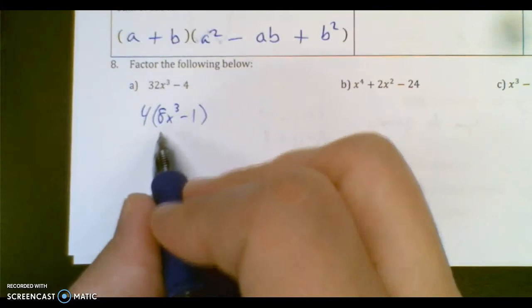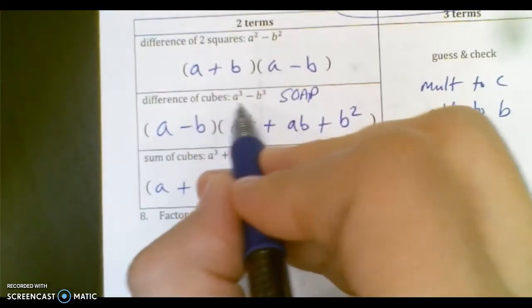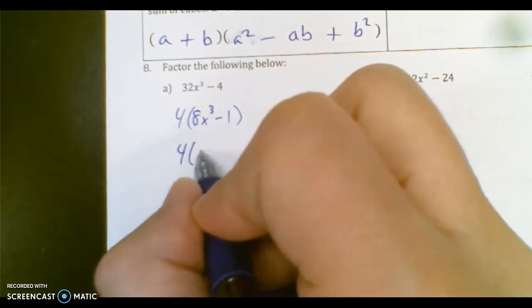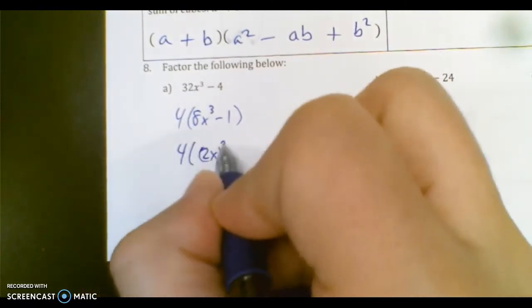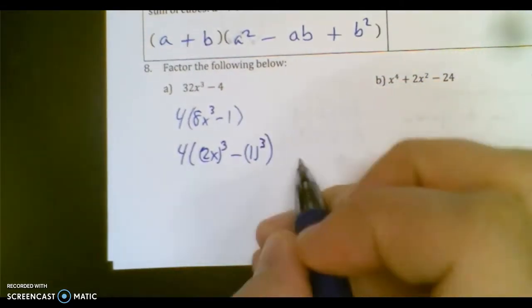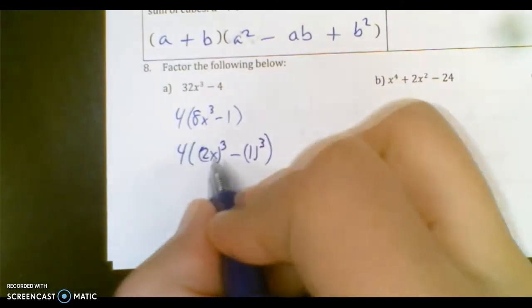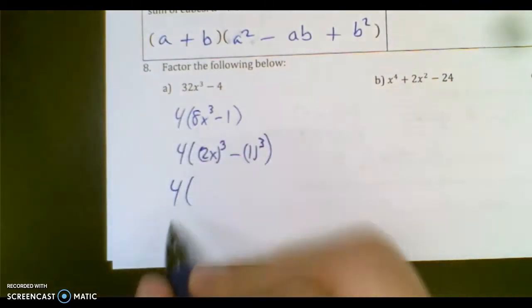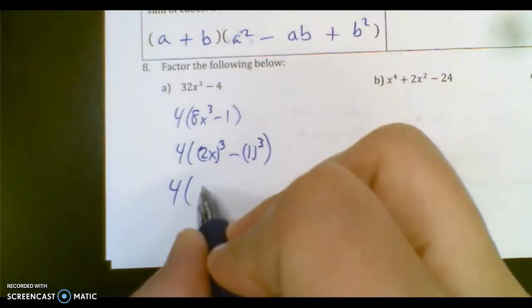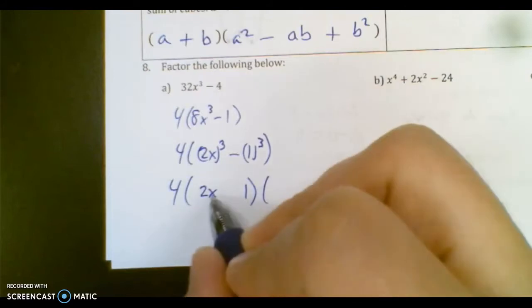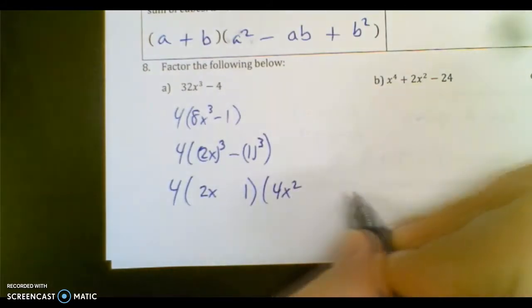Now, that doesn't look like much, except it does look kind of like a cubed with a minus sign. If I only could rewrite this as something cubed minus something else cubed, which I can, because 8x cubed is really 2x cubed. So now I can just follow my pattern. Notice I didn't lose my 4 the whole time. I just do my pattern, a 2x and a 1. And then 2x squared would be 4x squared.